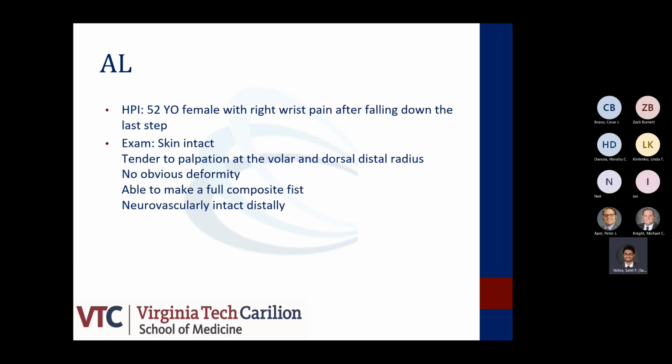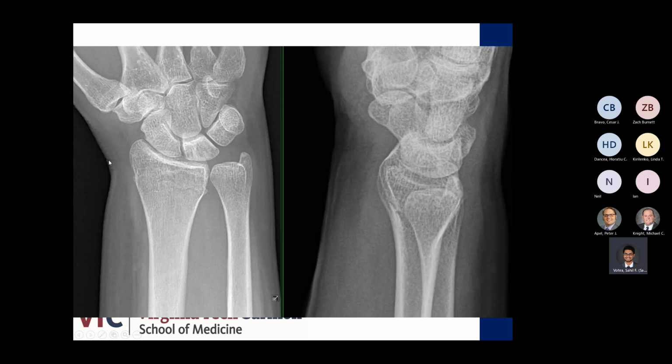So we'll go through some case-specific examples here. AL is our first patient. It's a 52-year-old female with right wrist pain after falling down the last step. On exam, her skin is intact. She's tender to palpation volarly and dorsally at the distal radius. She has no obvious deformity, and she can make a full composite fist. So how about Neil, can you read these ones for me?